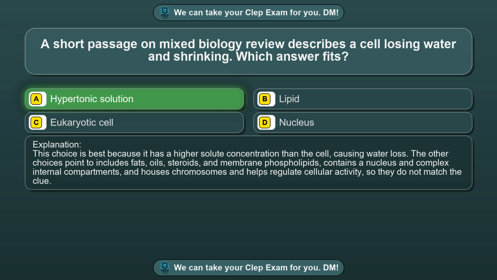The other choices point to fats, oils, steroids, and membrane phospholipids, contains a nucleus and complex internal compartments, and houses chromosomes and helps regulate cellular activity, so they do not match the clue.